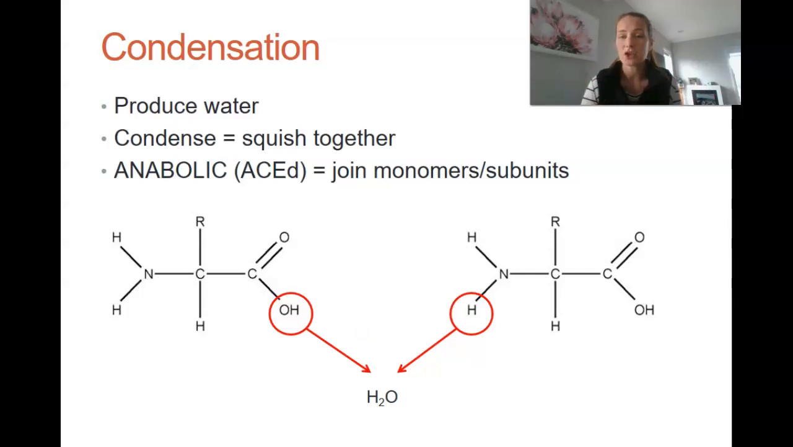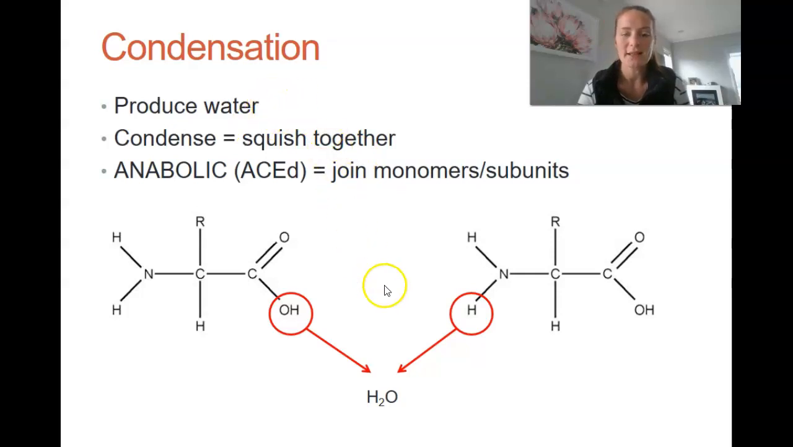The same reaction happens though when two monosaccharides are joining to form a polysaccharide, or when two nucleotides are forming a nucleic acid along that sugar phosphate backbone. The same reaction will happen, or when the fatty acid tails are joining to the glycerol head for a lipid. So we're using amino acids as our structural representation, but the reaction is the same no matter what the monomer and the macromolecule, the monomer and the polymer.